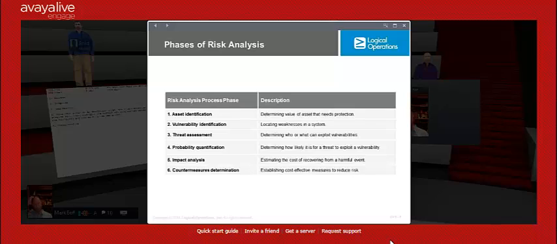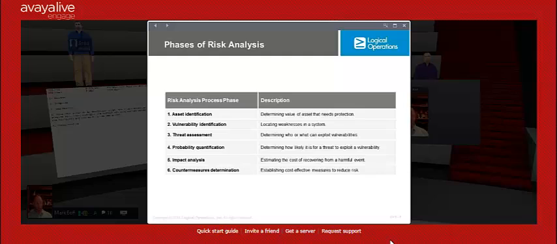So this is actually a pretty good list here. Step one, before you do anything else, you have to determine, okay, what do I actually have around here that is of value? What's the most important thing I've got? And is there a dollar figure I can attach to that? What's the most important thing? What's the next most important thing? What's the third most important thing? And so on and so on.